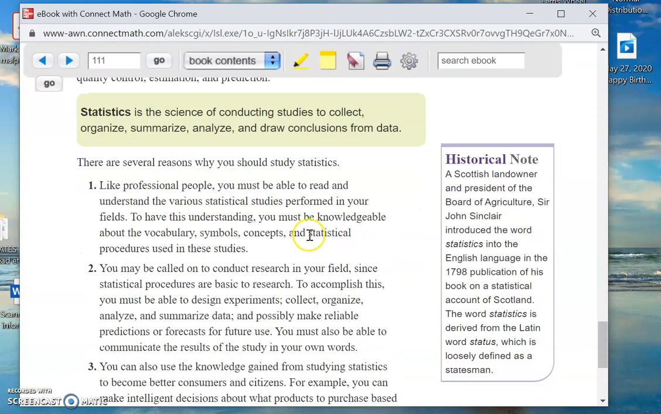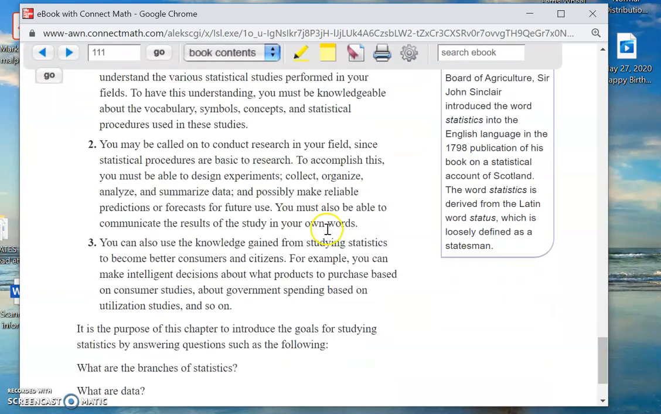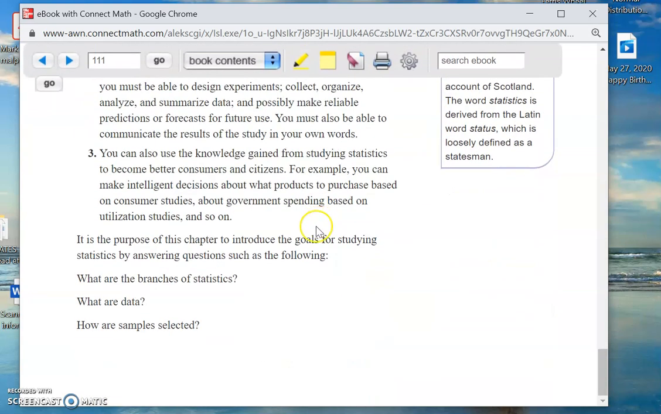Okay, so here we are, still in section 1-1. It talks about why we are studying statistics. Why is this relevant? What's the importance of it? I'll let you read that yourself. It's very, very important to know the motivation. And in this chapter, the goals: we're going to talk about what the branches are, what we mean by the word data, and how data is collected.